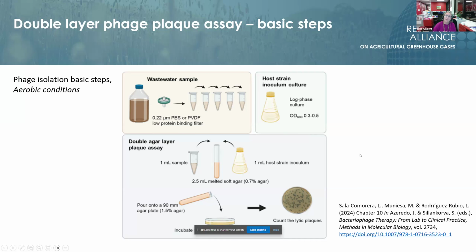At the same time, you've got your host strain growing. There are always exceptions to these rules, but generally bacteria are more susceptible to phage infection when they're in the log phase part of their growth. Then you take your sample and your culture and bring the two together into some melted soft agar, quickly pour that onto a base plate of more solid agar, incubate it, and hopefully you can then count the plaques.